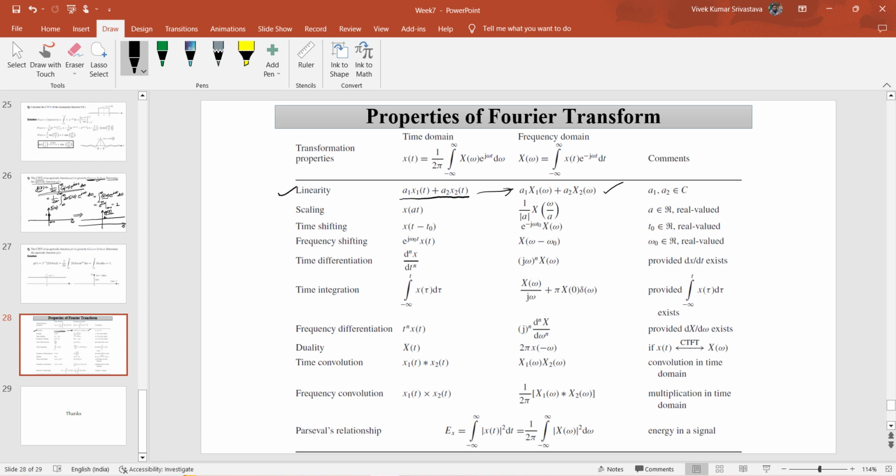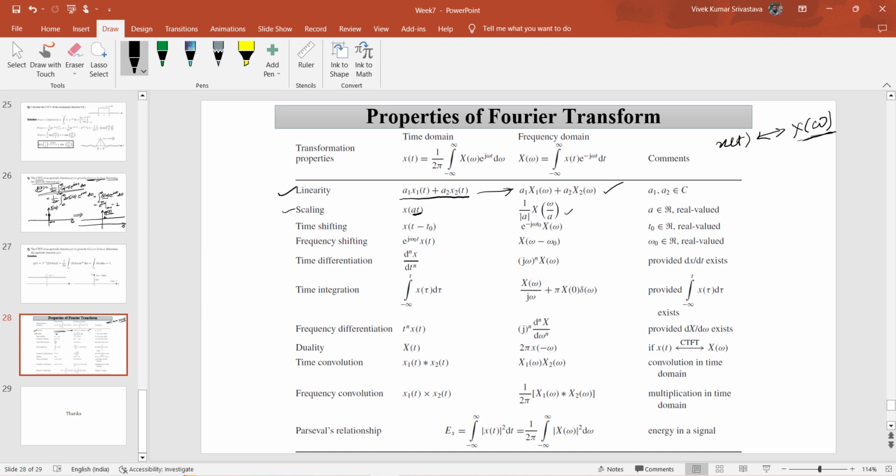Okay, so the next property is the scaling property. If a signal x of t is given to us, with corresponding X of omega, then in the scaling property we are just scaling the time axis. The corresponding change in the Fourier transform is equal to 1 over mod of a times X of omega by a.